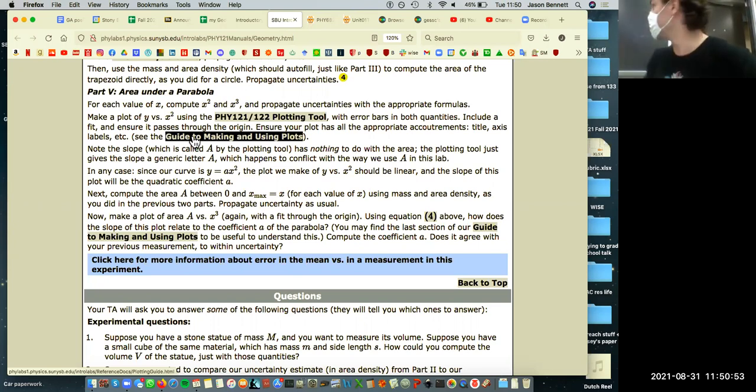You can't even see it. I'll just take a picture of it and put it somewhere. Or what I'll do is I'll take a picture right now and send it to myself.